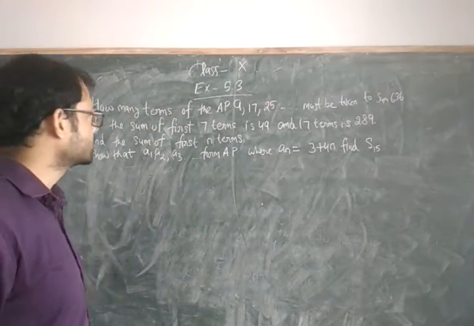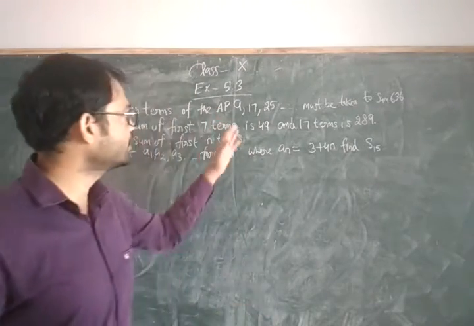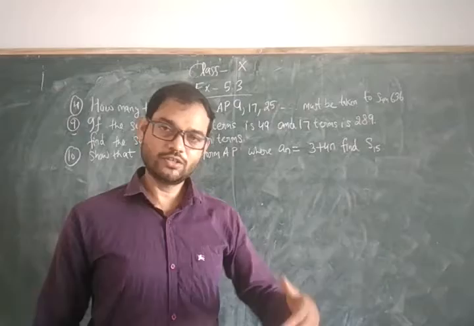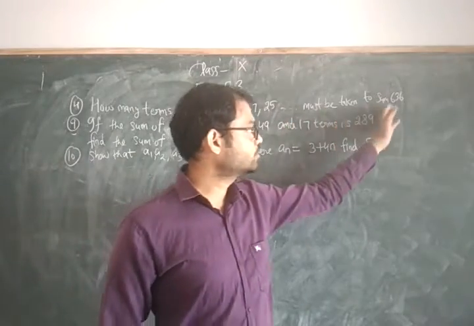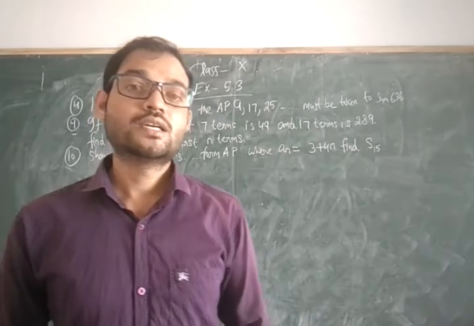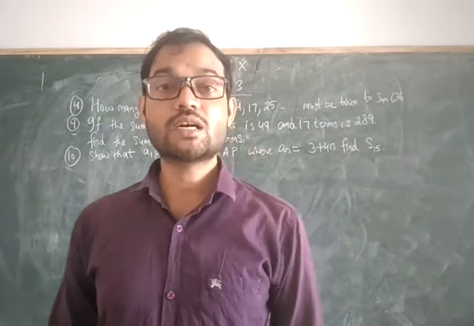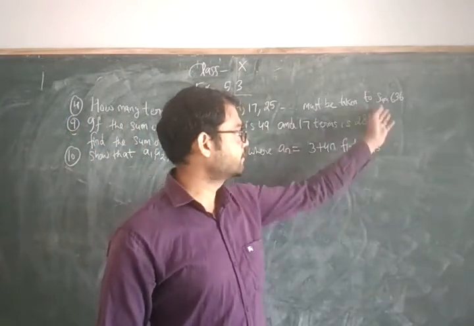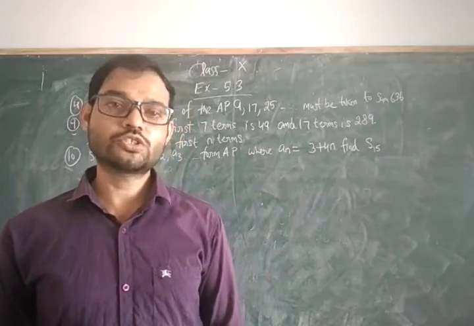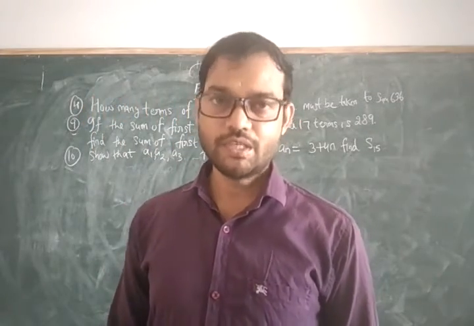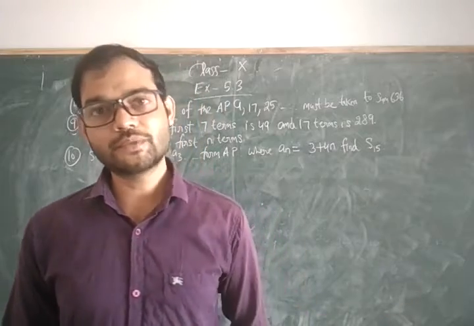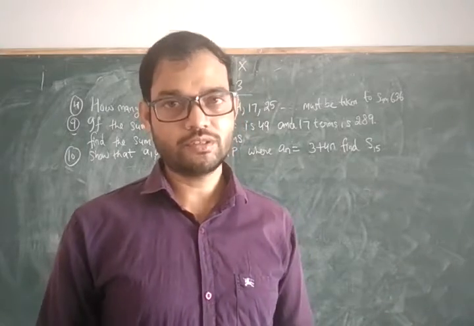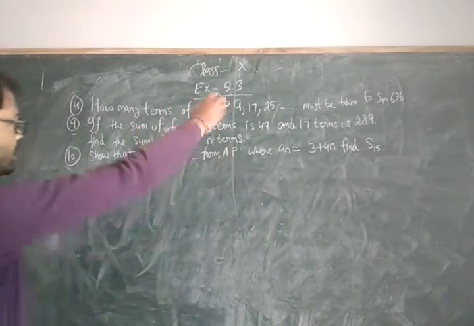Question number 4 is: how many terms of the AP 9, 17, 25 and so on must be taken to give a sum of 636? Here, how many terms means we have to find the number of terms, whose sum is given. In your third sum it was there too, but in the form of symbols; here it is written in the form of a statement. But this question is similar to that.